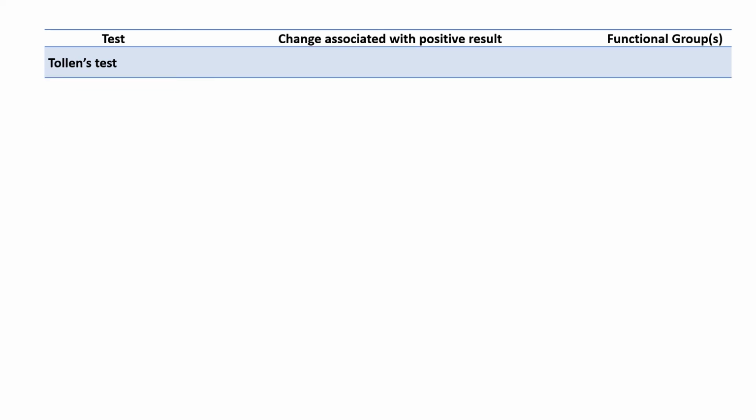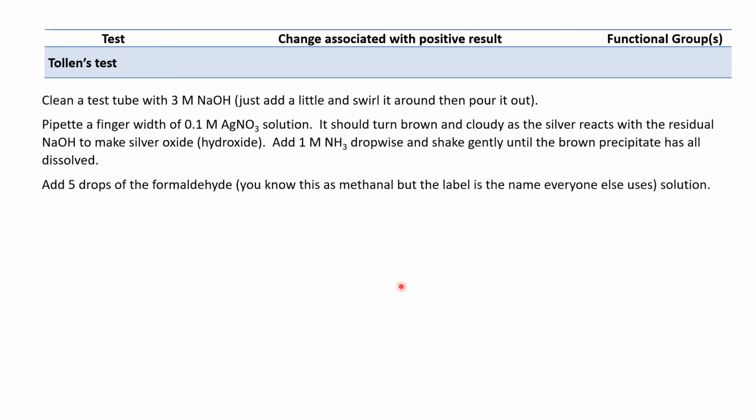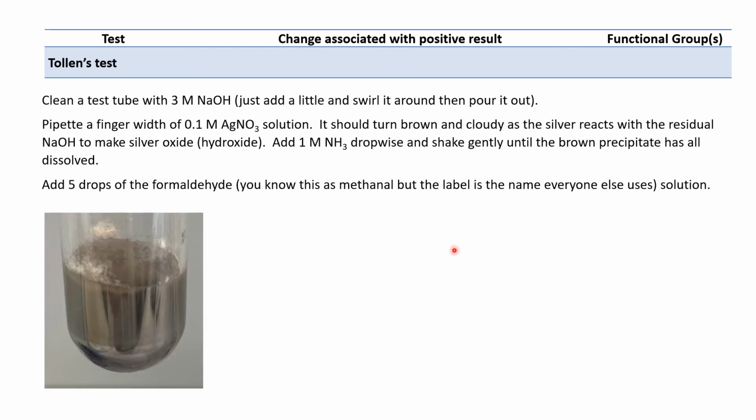Finally, the Tollens test. This is the longest method. Clean a test tube with 3 molar sodium hydroxide, put in a little bit of silver nitrate, it turns brown and cloudy, add ammonia until all that brown precipitate is dissolved, and then you add in, in this case we're using methanal, otherwise known as formaldehyde, and the result you get is this glorious silver mirror.